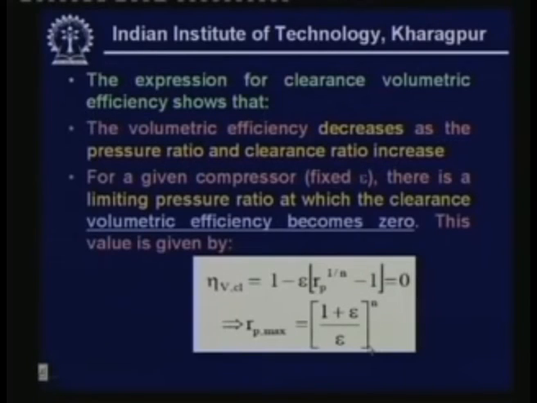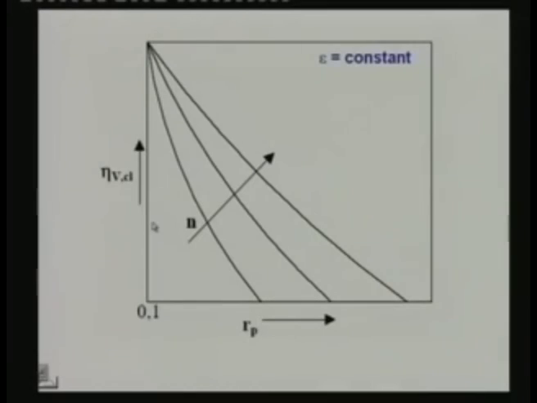So from the expression for clearance volumetric efficiency, we can deduce that the volumetric efficiency decreases as the pressure ratio and clearance ratio increase. And for a given compressor, that means for a fixed clearance ratio epsilon, there is a limiting pressure ratio at which the clearance volumetric efficiency becomes 0. This value is given by this expression: the Rp maximum at which the clearance volumetric efficiency becomes 0 is simply equal to 1 plus epsilon divided by epsilon, to the power of 1 by n. That is basically obtained by equating the expression for volumetric efficiency to 0. This is also shown in this figure.